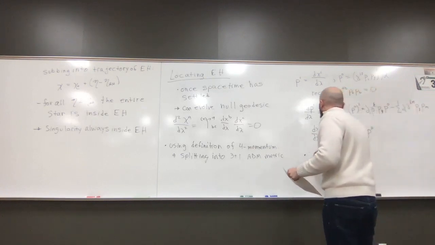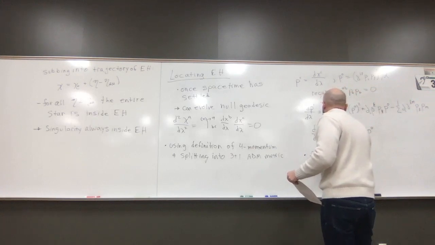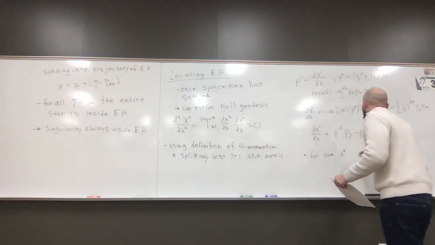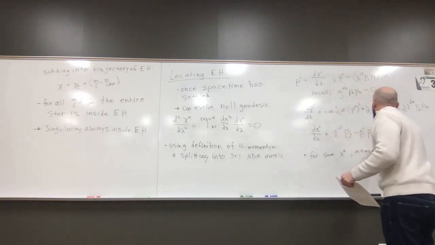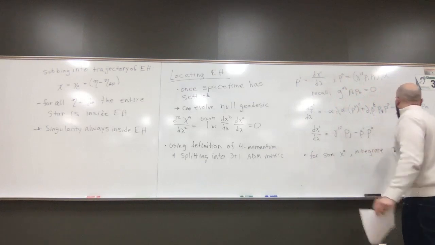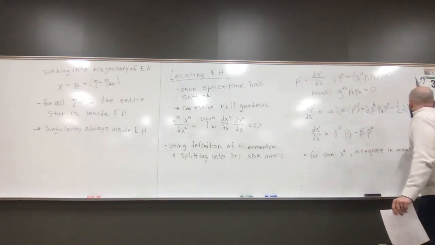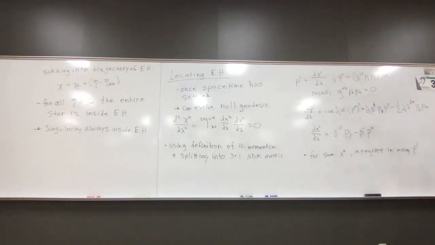So what you start with is, for some x^a, integrate in many directions, which I'll just call p_i. And then if you find that the ray that you're integrating along escapes to infinity, it's not inside the event horizon. If the ray does not escape and instead converges towards 0, it's inside the event horizon. Now, that's sort of a brute force approach, but that's one way to do it.